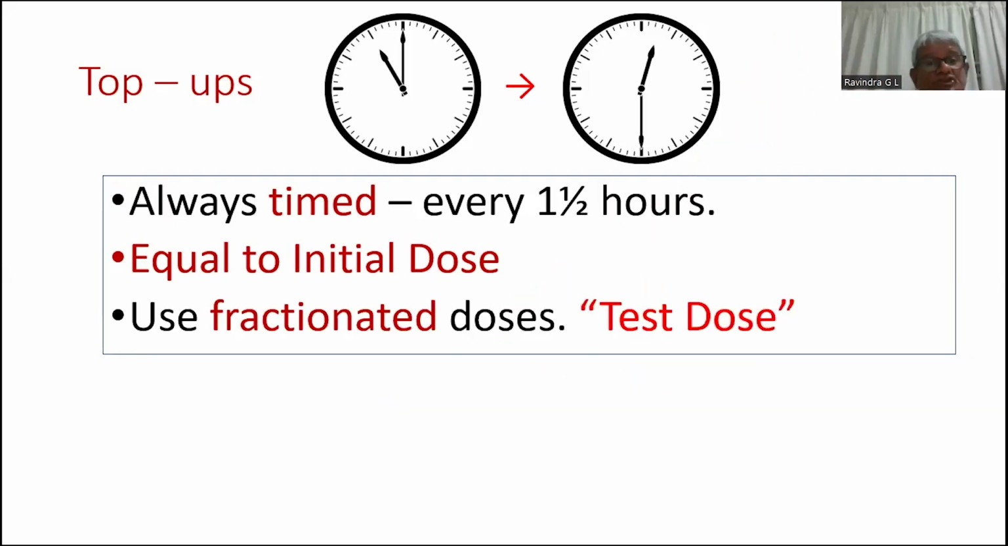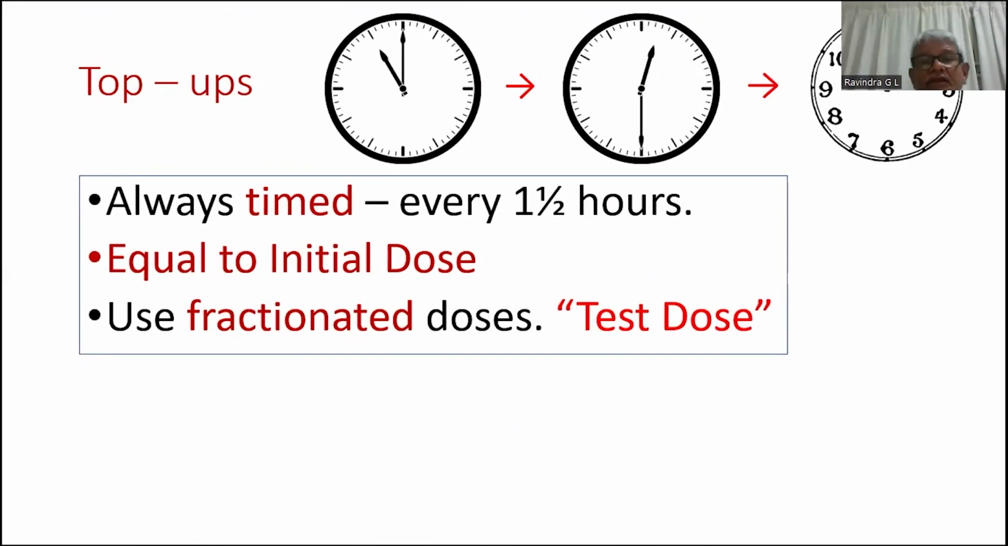Now, always use fractionated doses. Every top up should be used as a test dose. 5 ml, wait for 2-3 minutes. 5 ml, wait for 2-3 minutes. Wait for 10 minutes to get a good blockade. And if it is not enough, give the next 5 ml. Now, the first dose was at 11. The second dose naturally was at 12:30. You have given the second dose also.